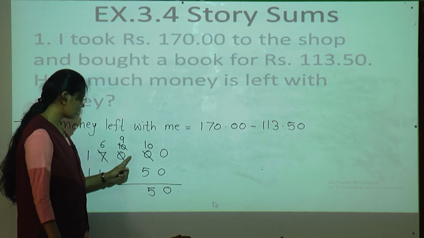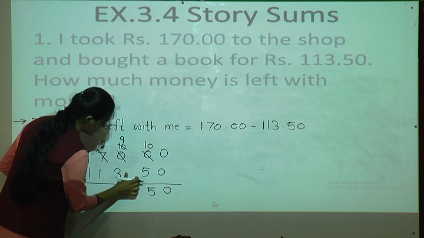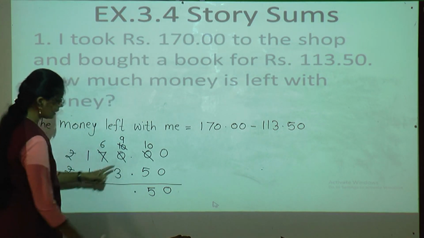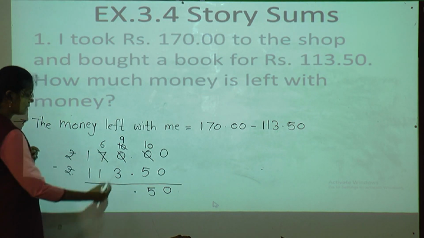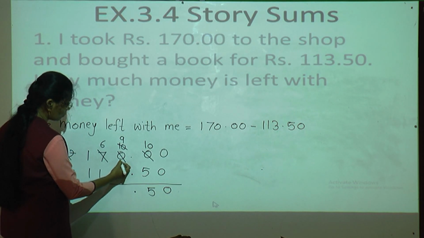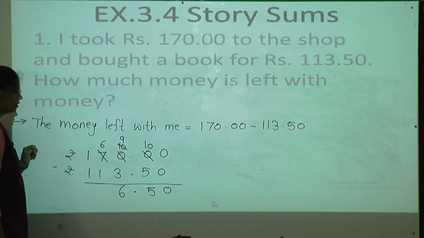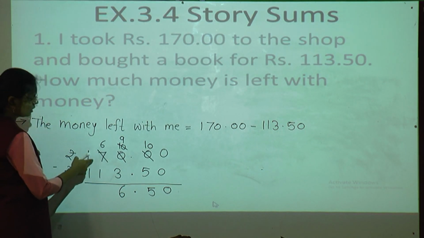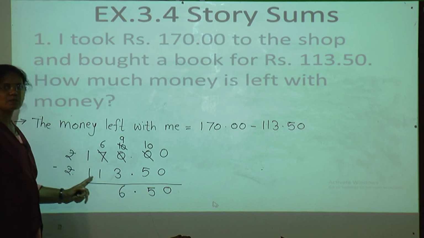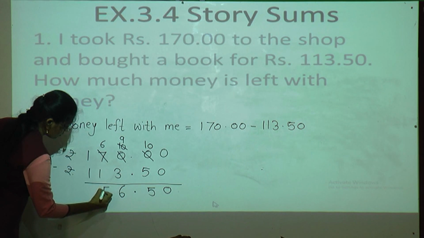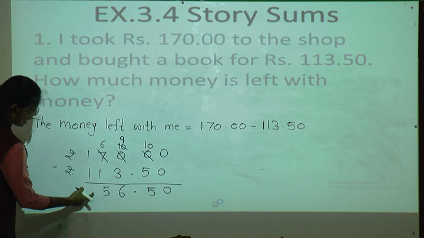Then see students, here the dot is there. So one below the other we have to give a dot. Okay, see, exactly one below the other the dot should be there. Now we'll move to the next place. Here is the ones place in the rupees. 9 minus 3, 6. Then see the tens place column in the rupees. Here 6 is there, here 1 is there. 6 minus 1, 5. Okay, so we'll write here 5, and 1 minus 1, 0. So no need to write the 0 here.